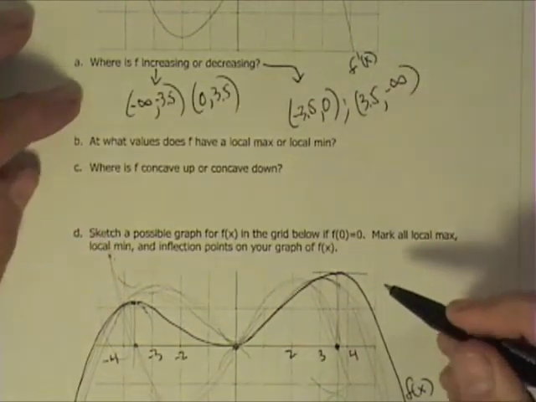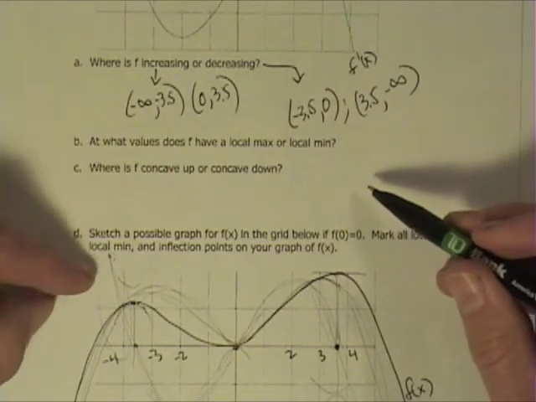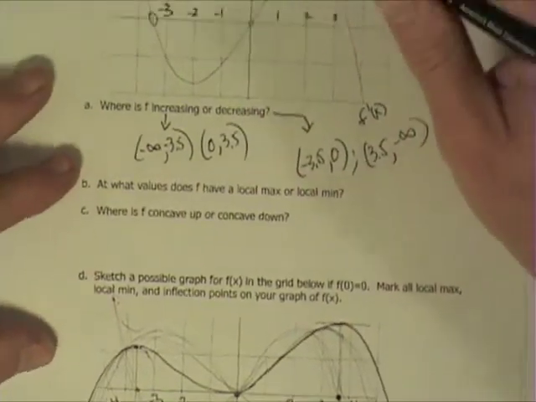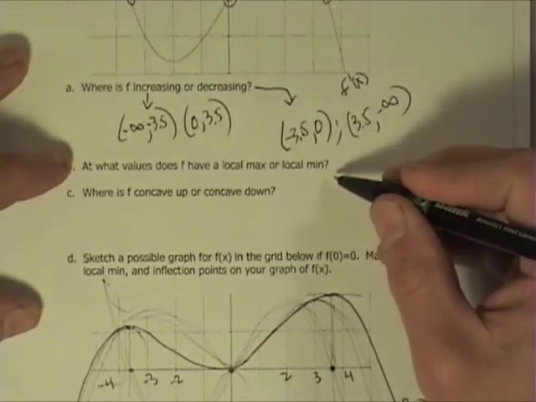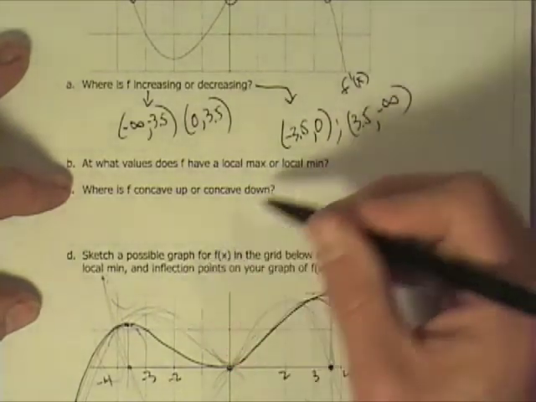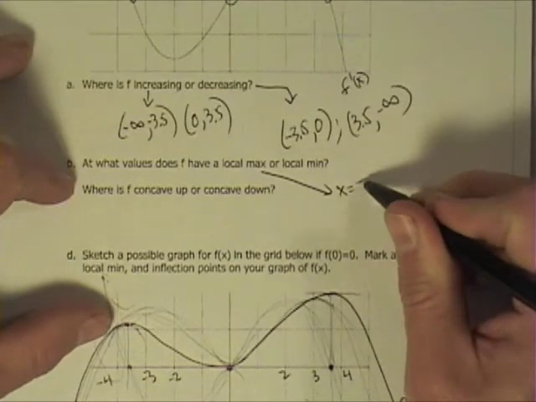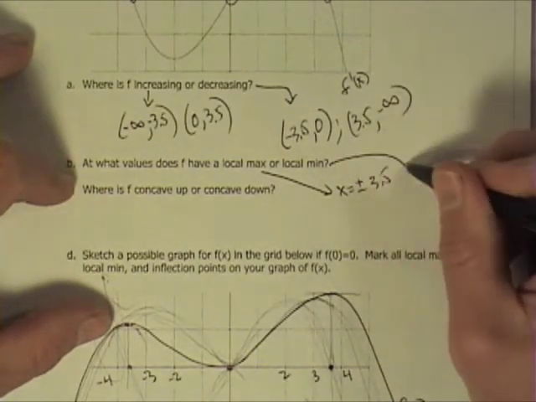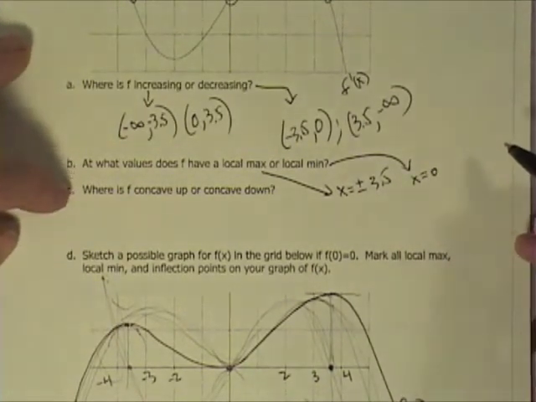All right. At what values does the function f have a local max or local min? Well, those are the zeros. So it's going to be right there. It'll be right there, and right there. So it'll have a, let's say, a local maximum at x equals plus or minus 3.5, and a local minimum at x equals 0.